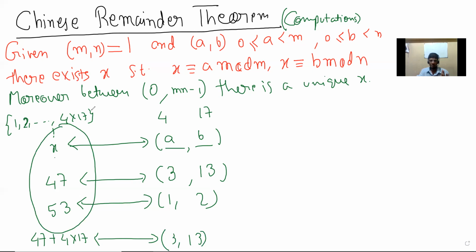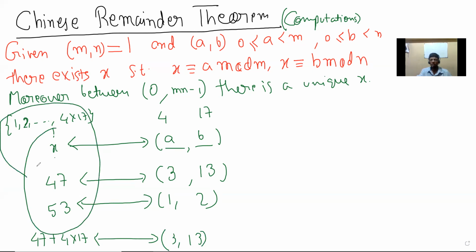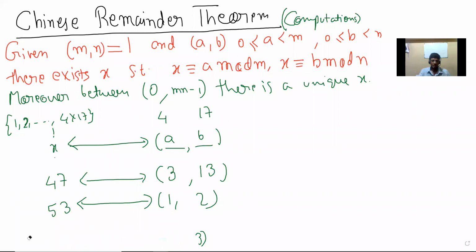Basically, when you do addition in this set, if you get a number more than 4 times 17, then just subtract 4 times 17. So I am putting a kind of addition here. So addition, just a second.